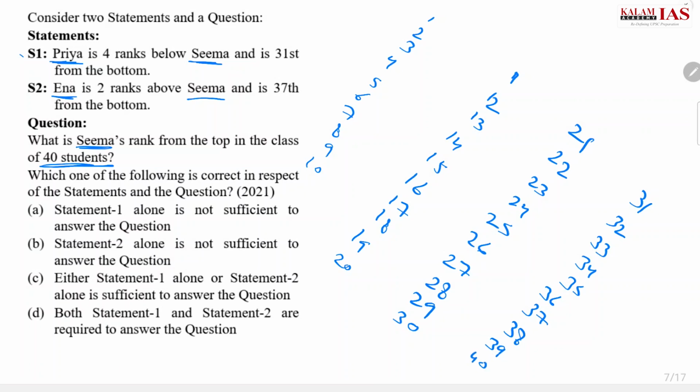Now it is given Priya is 4 ranks below Seema and 31st from the bottom. So we'll go in the reverse way, and 31st will be the Priya's rank. 1, 2, 3, 4, 5, 6, 7, 8, 9, 10, 11, 12, 13, 14, 15, 16, 17, 18, 19, 20, 21, 22, 23, 24, 25, 26, 27, 28, 29, 30, 31st. So this is 31st, and this is Priya's rank.